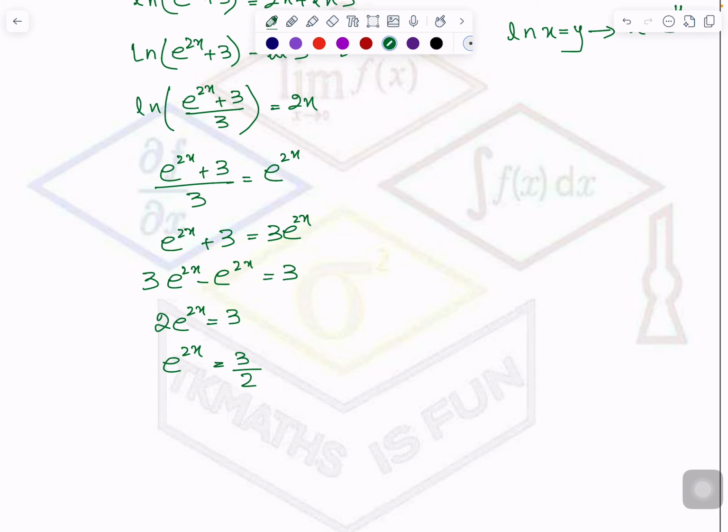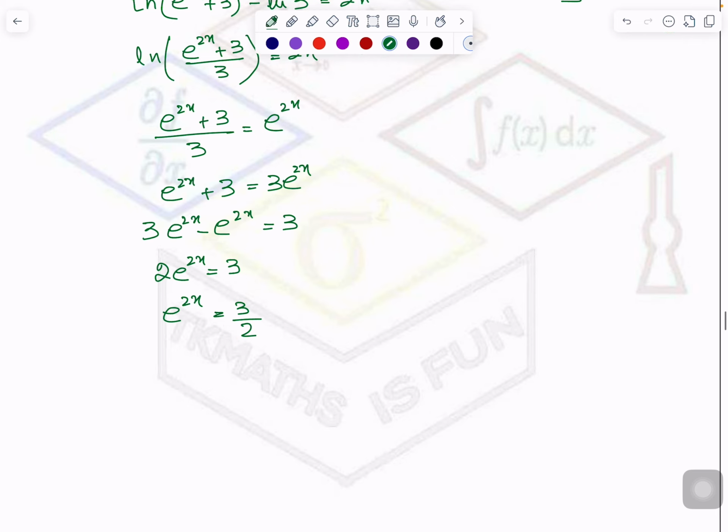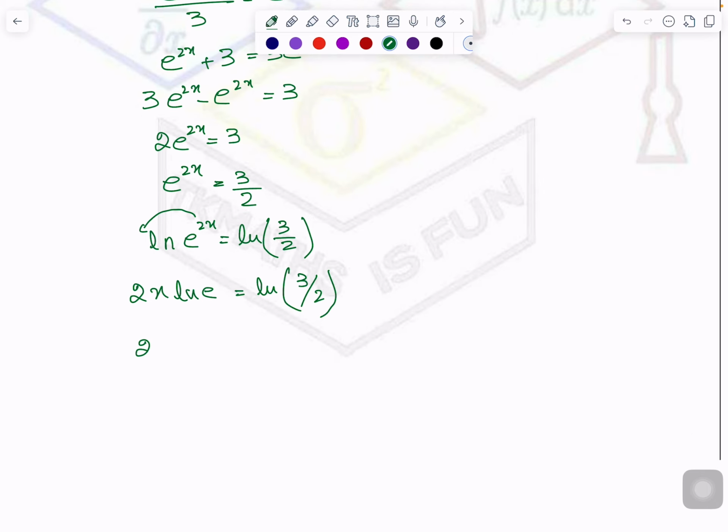Whenever we have to bring the power down, we take log or ln, depending on the question. Right now I have e, so I will take ln on both sides, and then apply the power law. The 2x comes down: 2x = ln(3/2) times ln e, and ln e = 1. So 2x = ln(3/2), and x = 1/2 times ln of 3 upon 2.